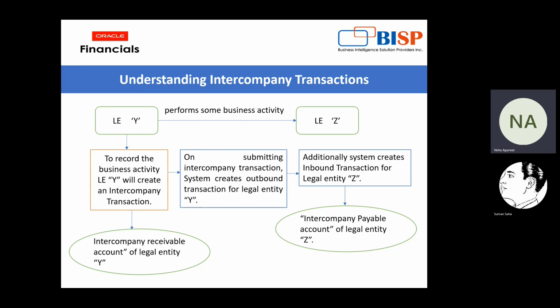Legal entity Y has provided some business value to legal entity Z. So it will record this business activity as an intercompany transaction. When these transactions are submitted, the system will create an outbound transaction for legal entity Y, and additionally a system entry will be created for legal entity Z as an inbound transaction. The amount which Y will receive from Z will be termed as the intercompany receivable account, or will be parked in the intercompany receivable account.